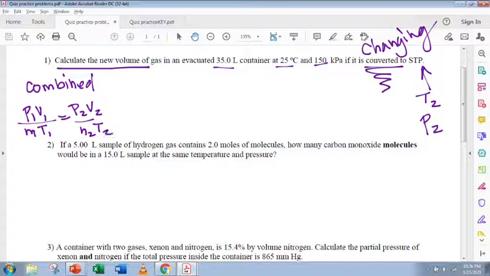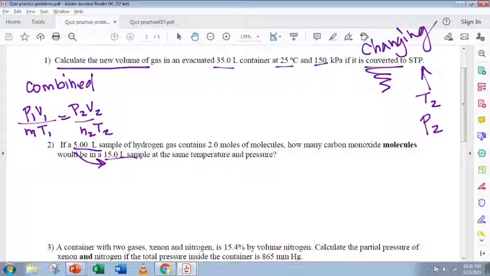Now in the second one, do we see a change happening? Well, it's talking about a 5-liter sample of hydrogen, has this many moles, and then it gives us another volume, a 15-liter sample, the same temperature and pressure. It's just that it's carbon monoxide. So our substance has changed here, and our volume is changing. More importantly, we have 2 volumes given to us here.